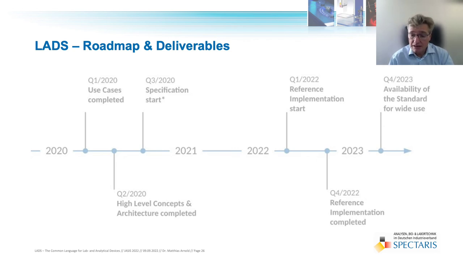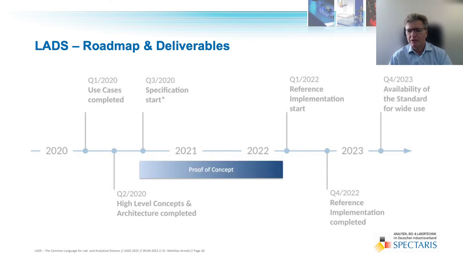After defining the use cases and the high-level concepts, we started the implementation of the LADS proof of concept. Within the proof of concept, we create a growing number of simulated devices, exposing their data in information models in accordance with LADS patterns and building rules. This allows us to test and optimize the concepts, as well as identify gaps and missing pieces. This proof of concept turned out to be a very useful tool, and we continue improving it.